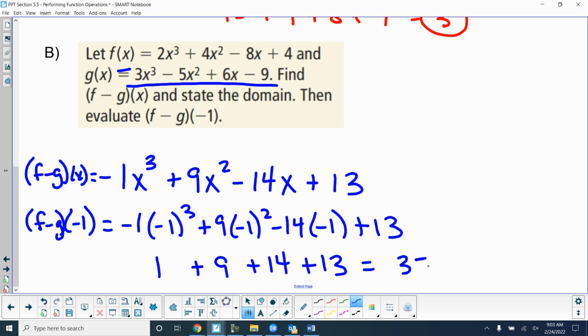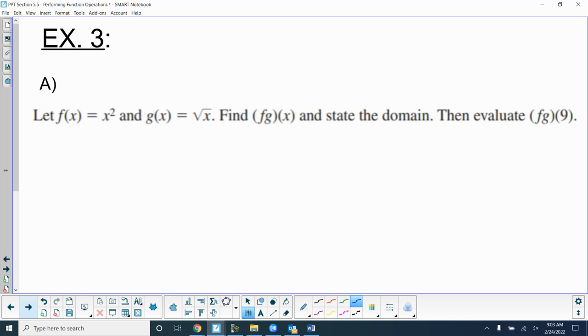If you made a mistake, do you see what you did wrong? That's all that matters. If you understand what you did wrong. All right? It's okay to make mistakes as long as we're trying, right? Let's do a couple multiplication here.